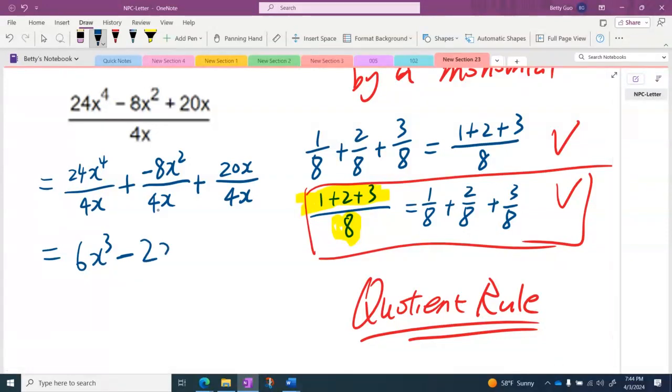X squared over x is 1x. Numerator has 2 x's, denominator has 1. So the 1x in the denominator is going to be cancelled. We have 1 extra x on the top. And in the third part, positive 20 over 4, 5. X cancel x. And there we go. That's it.